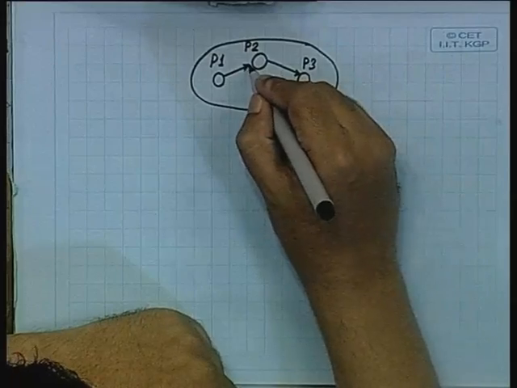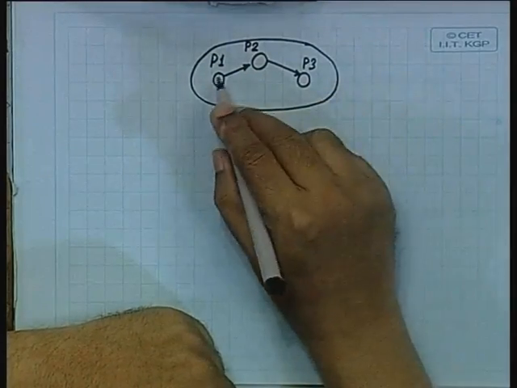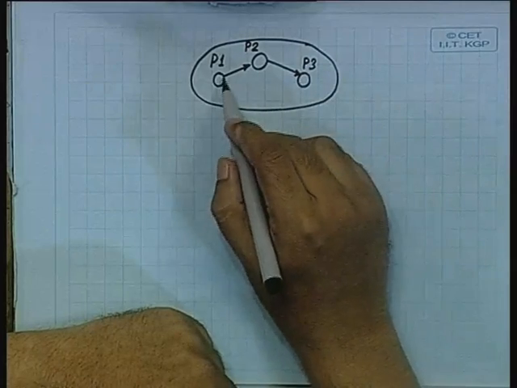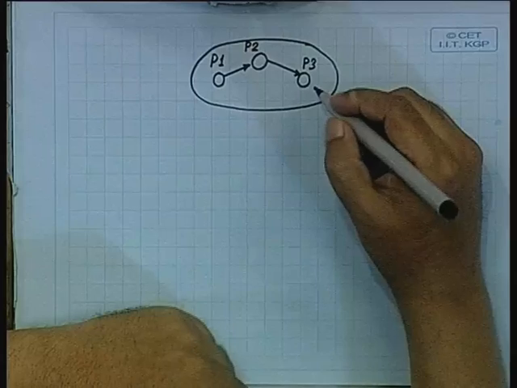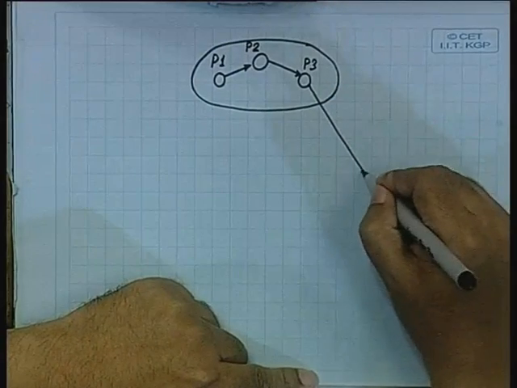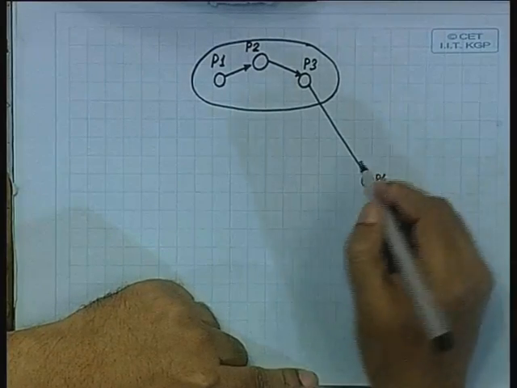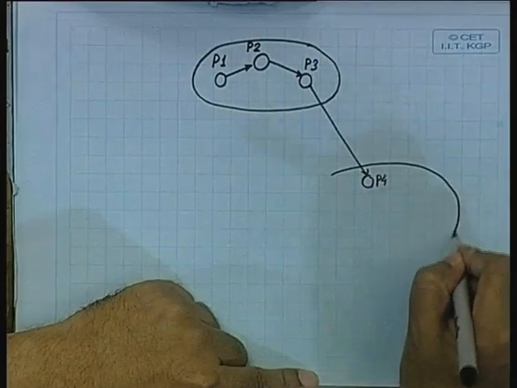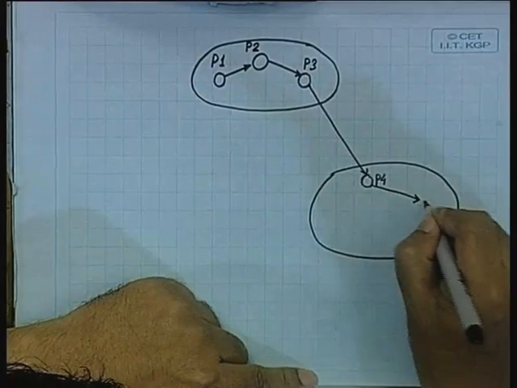Now, see here, suppose P1 is the initiator of the deadlock detection algorithm. It checks whether there is a local cycle, no. Now, suppose it sees that there is a dependency from P3 onto some P4 which is on some other site. Okay. So, just let me complete the picture first.